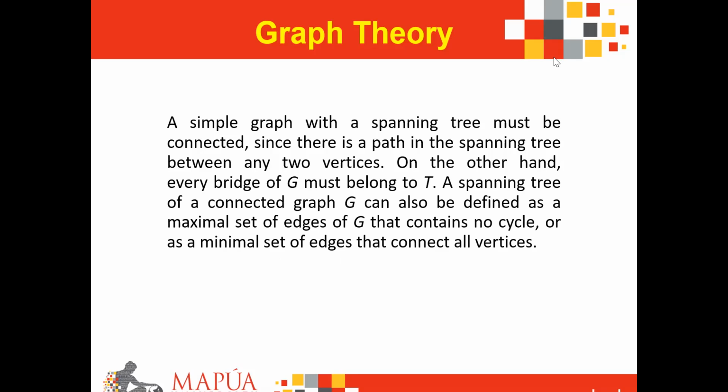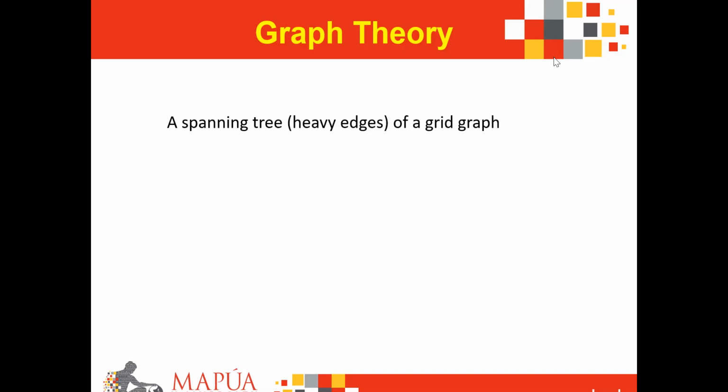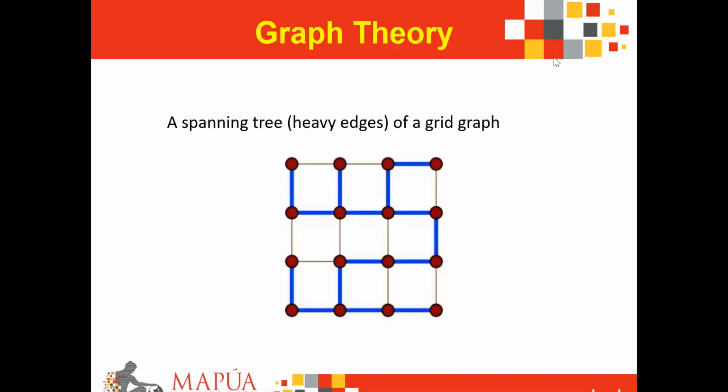A simple graph with a spanning tree must be connected, since there is a path on the spanning tree between any two vertices. On the other hand, every bridge of graph G must belong to your graph T, or to a tree. A spanning tree is then a connected graph, which can also be defined to contain the minimum number of edges that is needed to connect all vertices on your given graph. Hence, if you're given this particular graph, the edges highlighted in blue refer to your spanning tree.